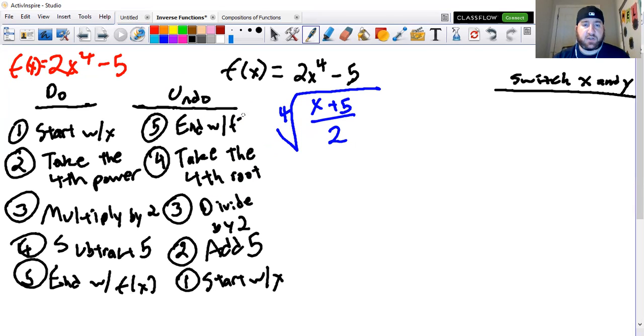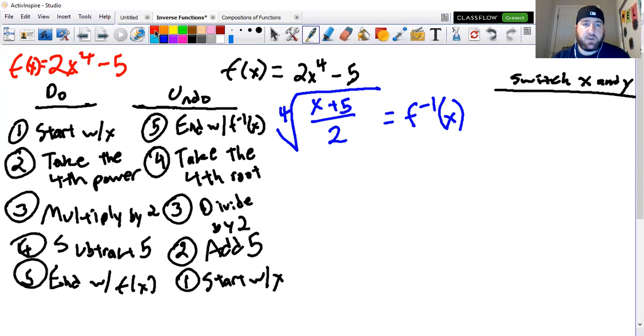and then I'm going to end with my inverse notation. Since I'm running out of room, I'm going to stick it over here, but either way, it's fine. All right. So my inverse function of 2x to the fourth minus 5 is x plus 5 divided by 2 to the fourth root. So the fourth root of x plus 5 divided by 2.